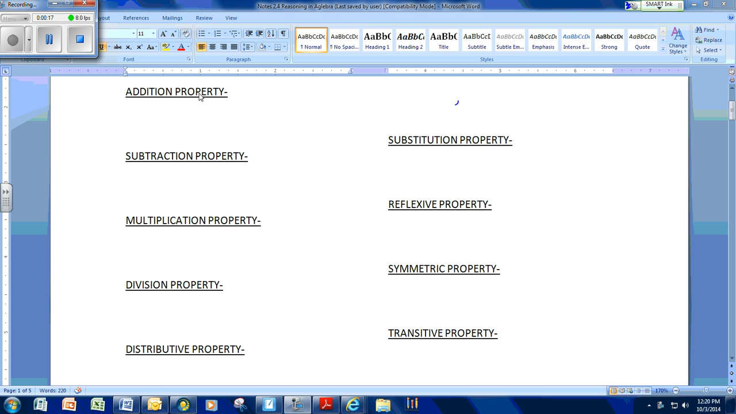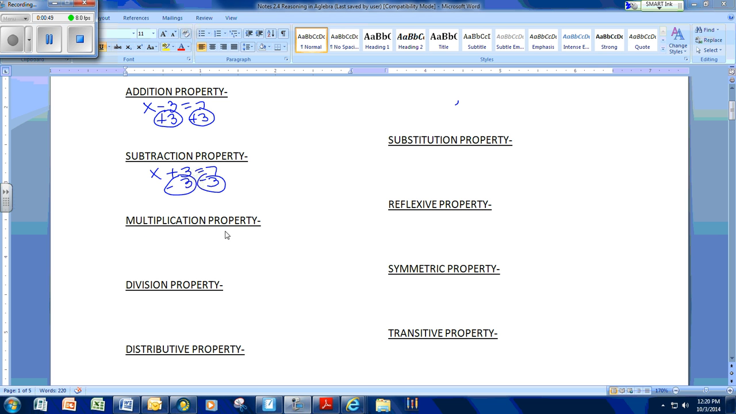First, we're going to talk about the addition property. The addition property is when you add something to both sides of an equation. So if we had x minus 3 equals 7, and we added 3 to both sides, that process of adding to both sides is the addition property. The subtraction property is just the opposite of addition. In this case, if we had x plus 3 equals 7 and we subtracted 3 from both sides, that act of subtracting from both sides is the subtraction property.